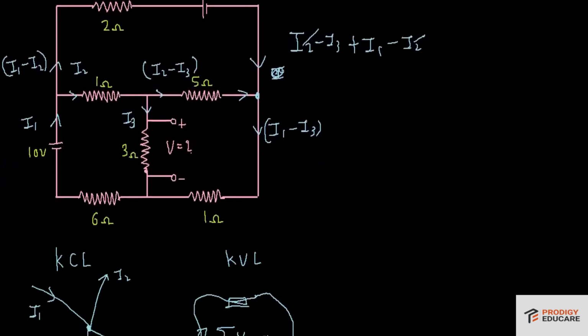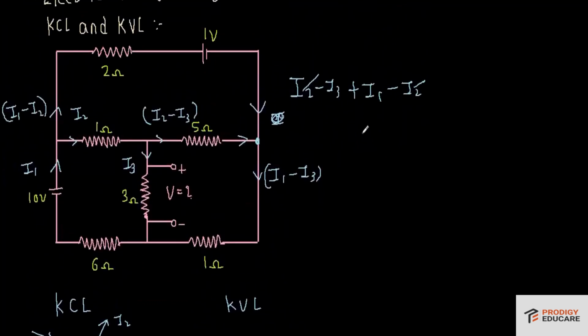Now this is how we'll start. First, I'll write: applying KVL at say loop 1. Now what is loop 1? This is loop 1. It is better if you mark all the points A, B, C, D in exams so that the examiner won't get confused. But I'm just simply writing here.